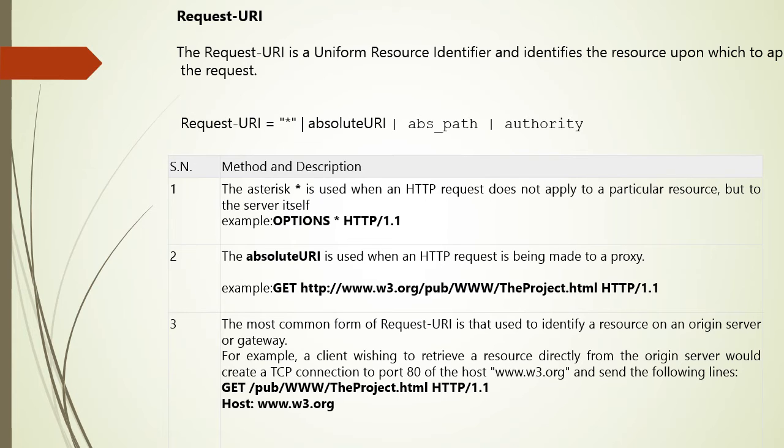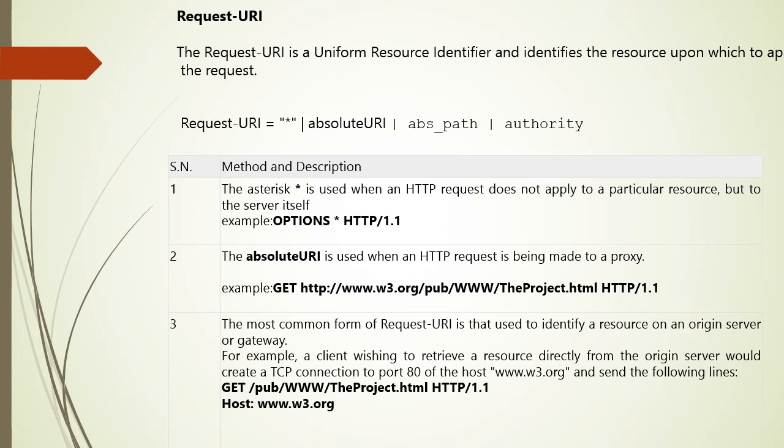Next is the absolute URI. It is used when an HTTP request is being made to a proxy. The proxy is requested to forward the request or service from a valid cache and return the response. For example, GET http://www.w3.org and one path is given.